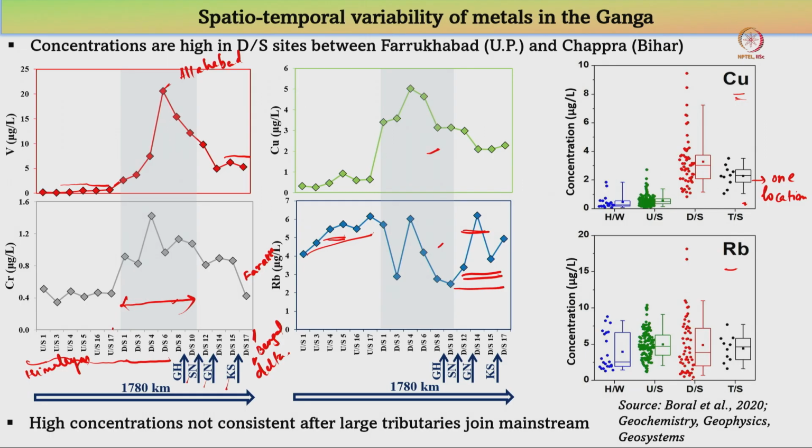And finally, before it flows to the delta region, the flow of the other tributaries, the Ghagra, Gandak, Son, Kosi, these rivers, when they come in, the composition of the particular elements can come down. These high concentrations are not consistent after these large tributaries join in. So, very important information that we got.